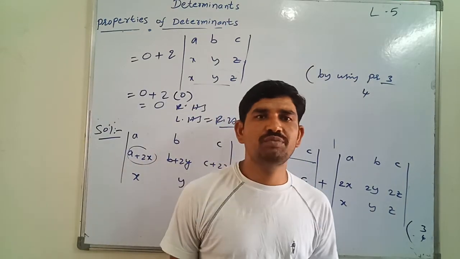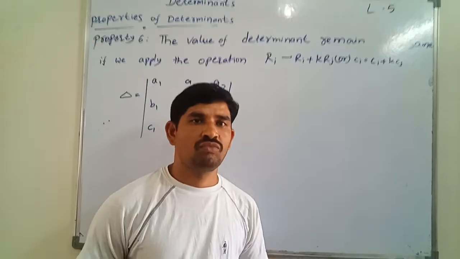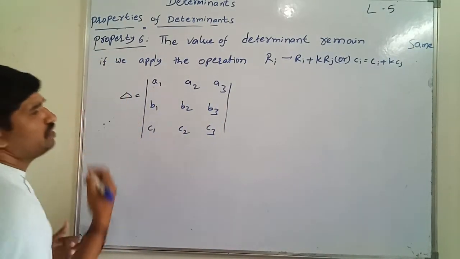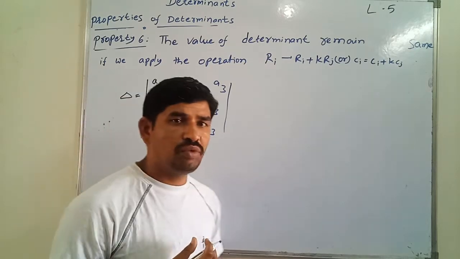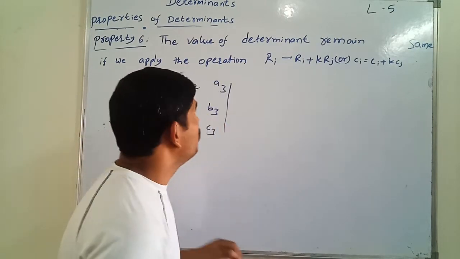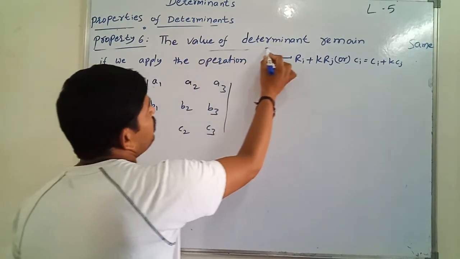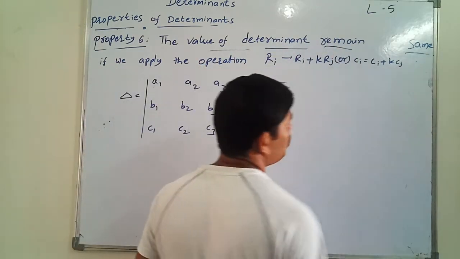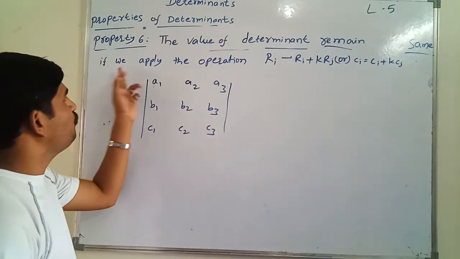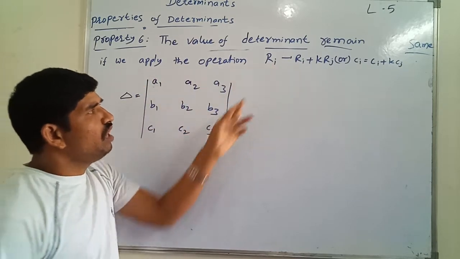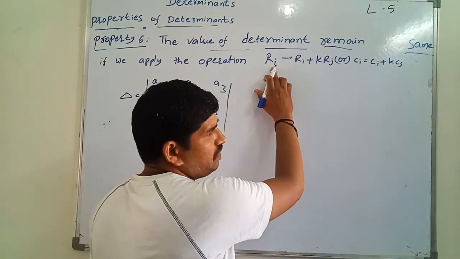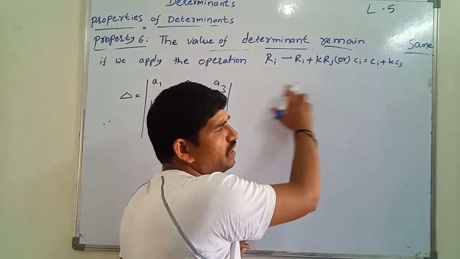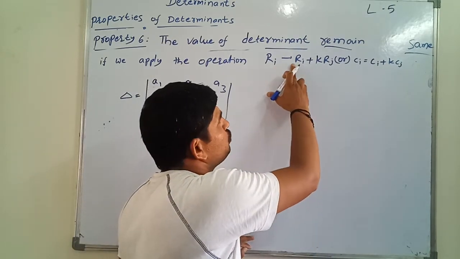We can start property number 6. This is property number 6, the last property in the properties of determinants. The value of determinant remains the same if we apply the operation Ri. In place of i, we can write 1, 2, 3, meaning first row, second row, third row.